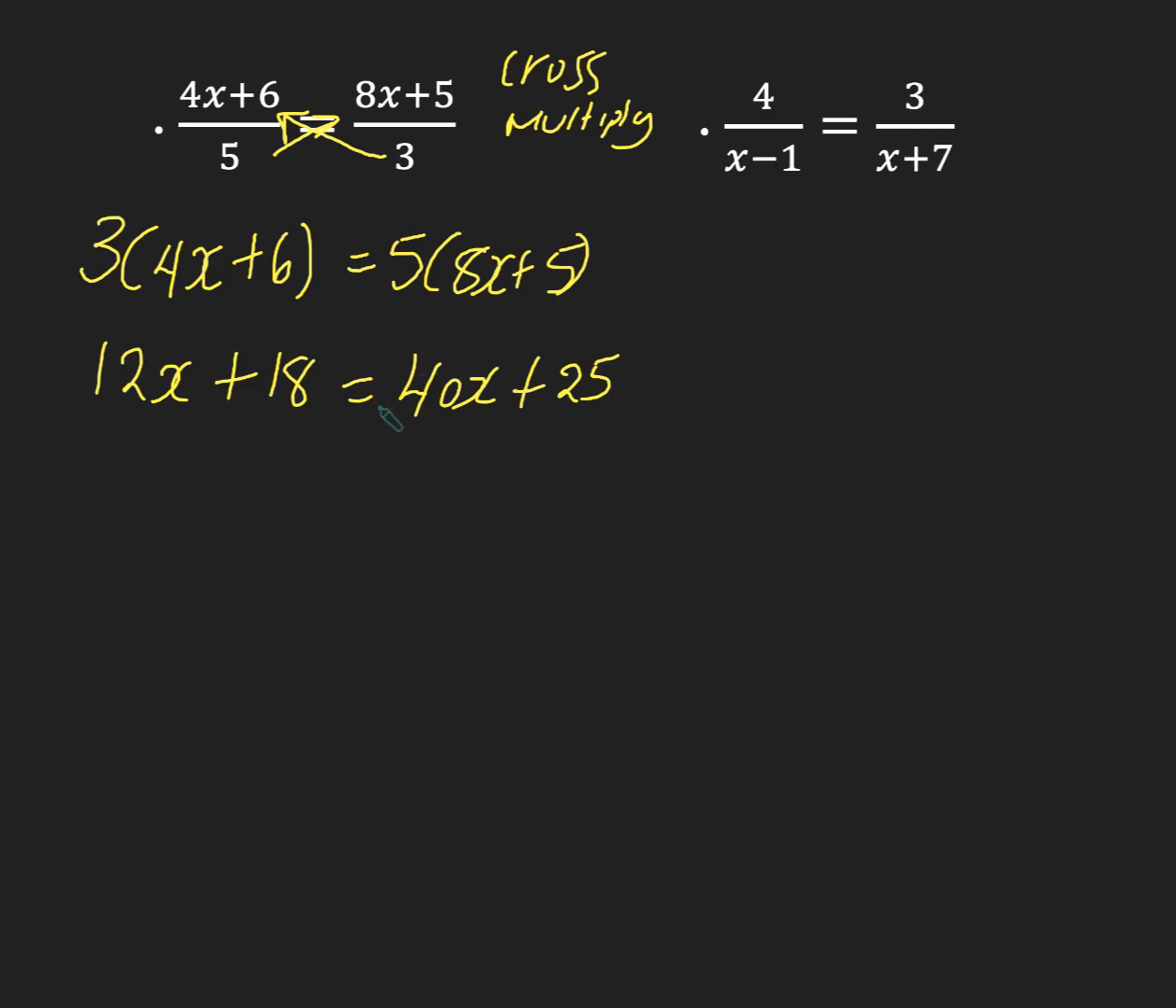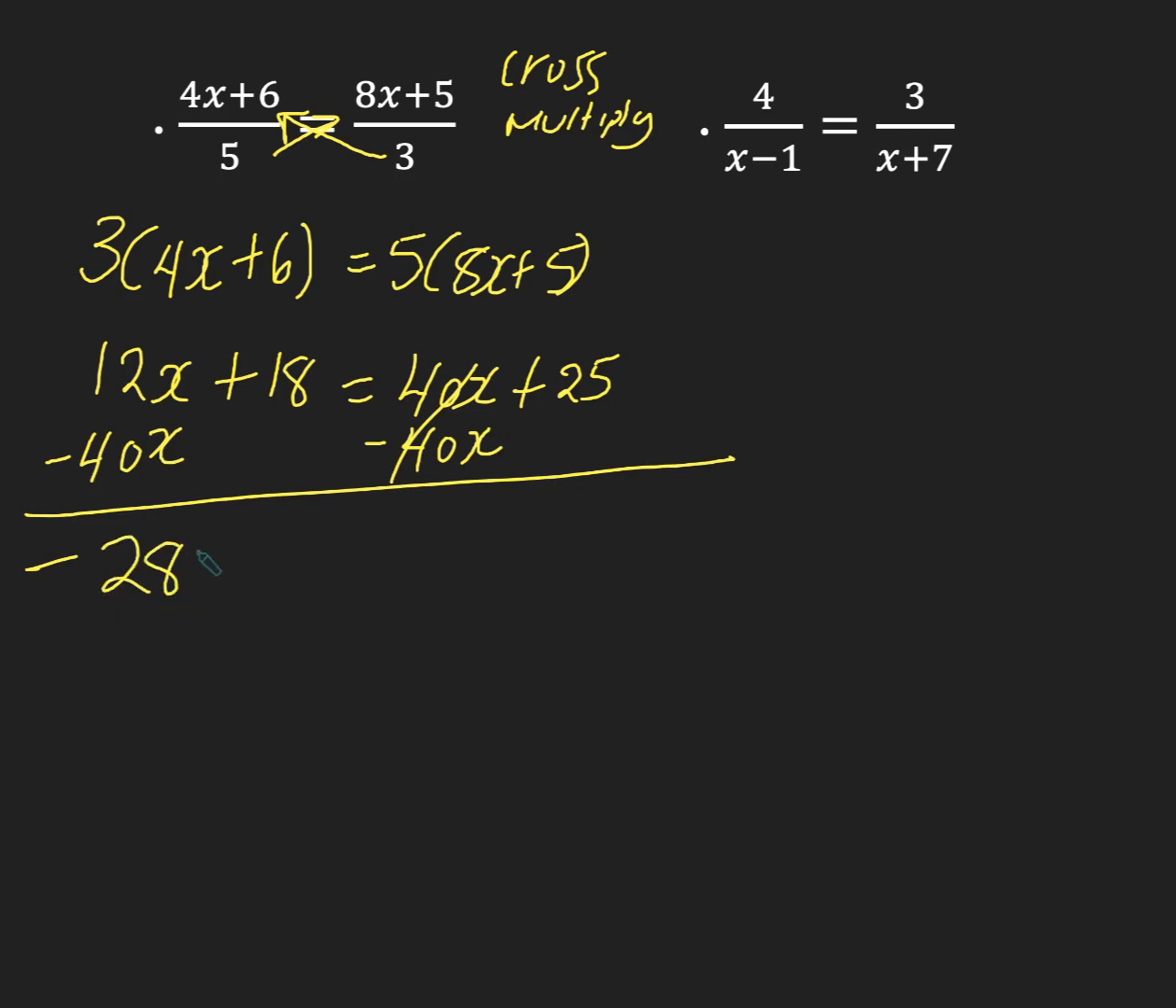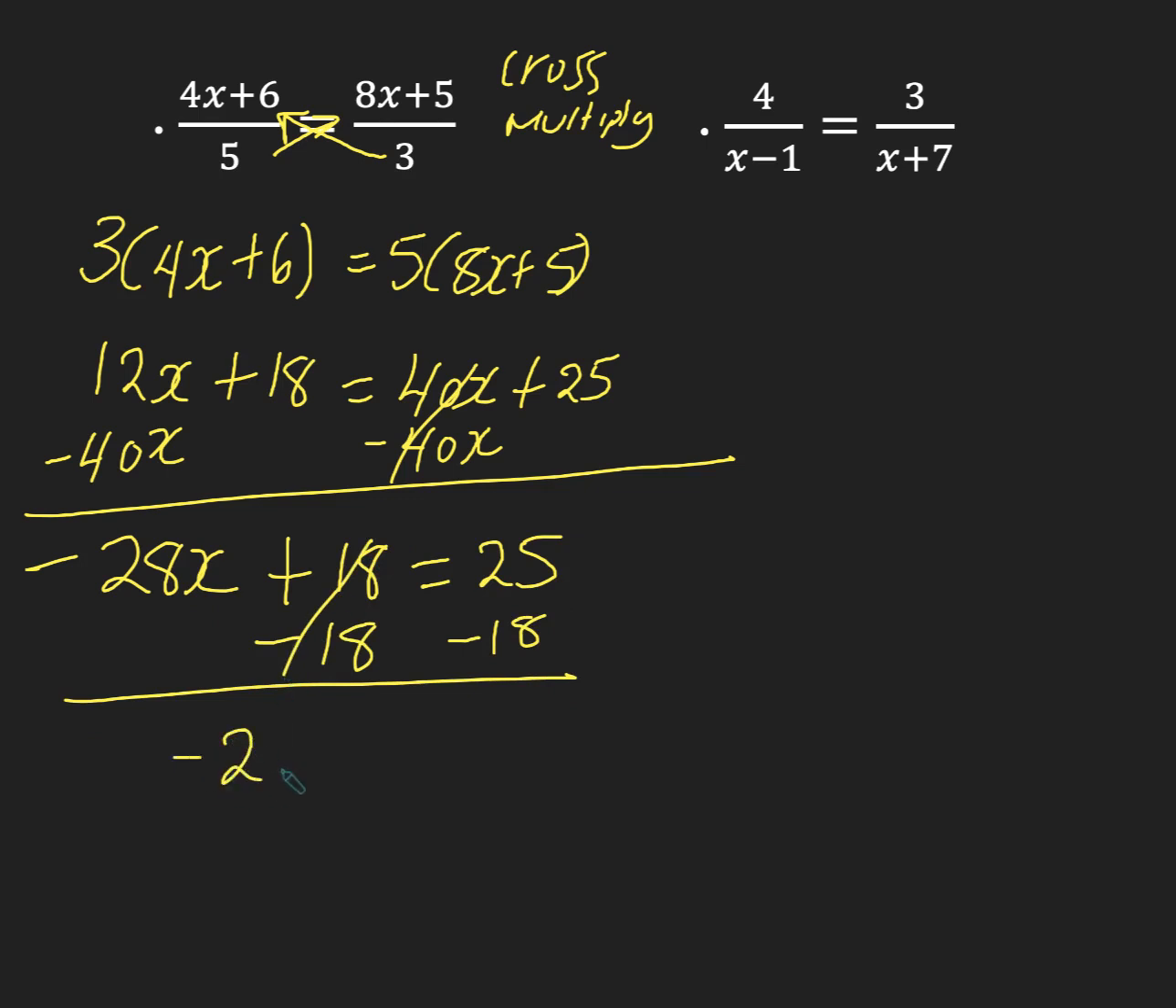And then you can simply solve for x. I'm going to minus 40x on both sides. So that would give me negative 28x plus 18 equals to 25. Solving for x, I'm going to subtract 18 from both sides. Negative 28x equals to 7. Solving for x, I'm going to divide both sides by negative 28.